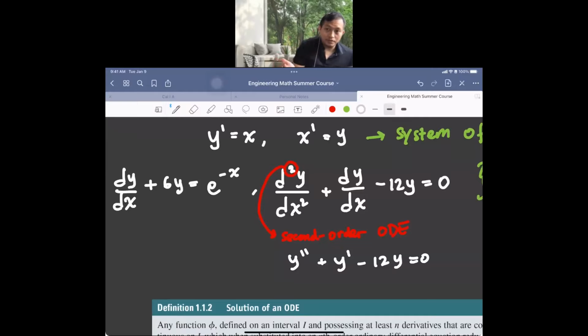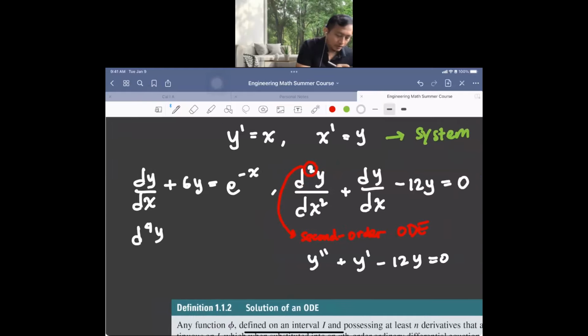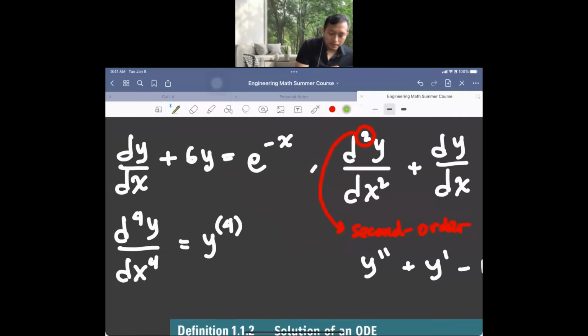How about if we have more than 3? For example, let me write d 4 y dx 4. You can write this with y, but to distinguish this from a power, we write 4 in brackets, like that. So I hope this is clear. If you see me writing y with something that seems like a power, but it has a bracket, then it means that this is the fourth order DE.